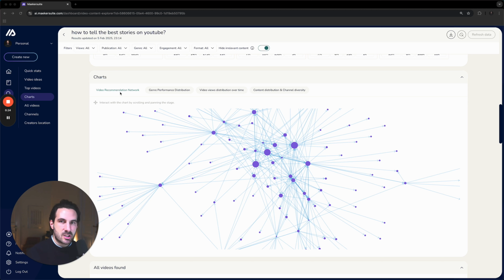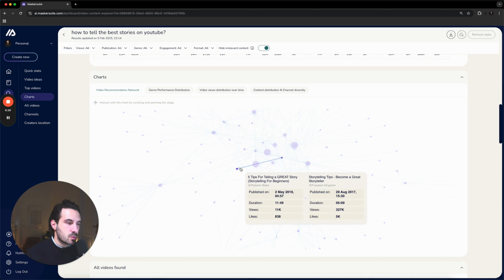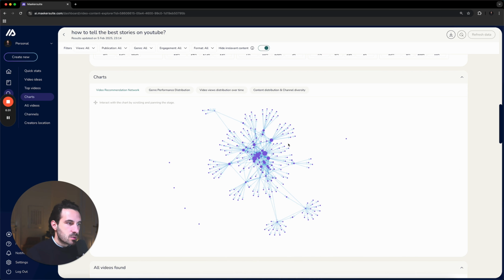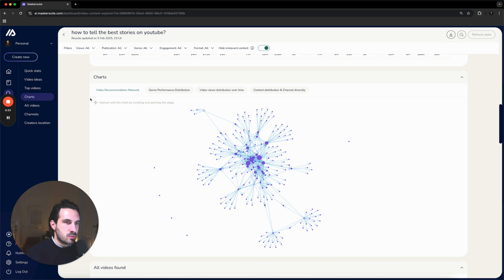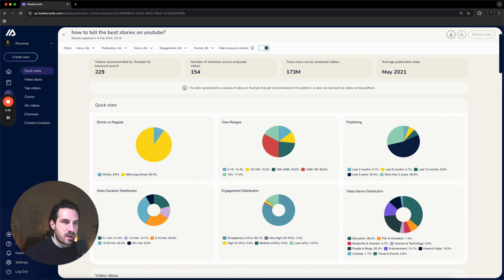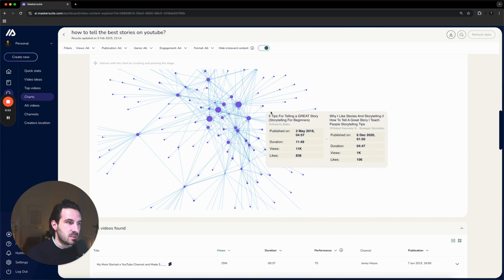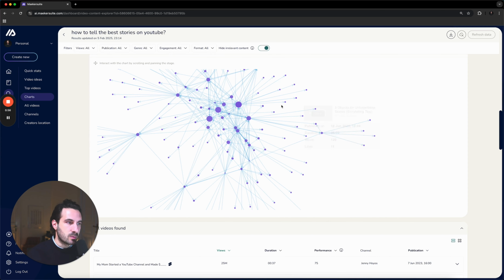The video recommendation network. It looks super complicated, but when you know what you need to look for, it's actually quite useful. So what this does is, for your research report, where in this case we've analyzed 229 different videos that have been published by 154 different YouTubers, we basically have 220 different dots. Each dot represents one video.